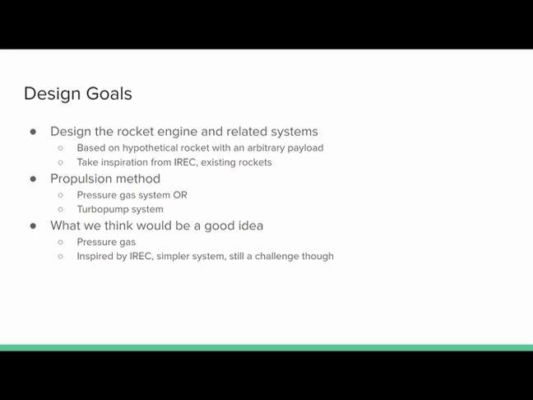So pressure gas, meaning we're going to be using a high pressure tank and feeding it into the fuel and oxidizer tanks, forcing those out through a series of pipes into the combustion chamber, and that's how we're going to make our rocket.